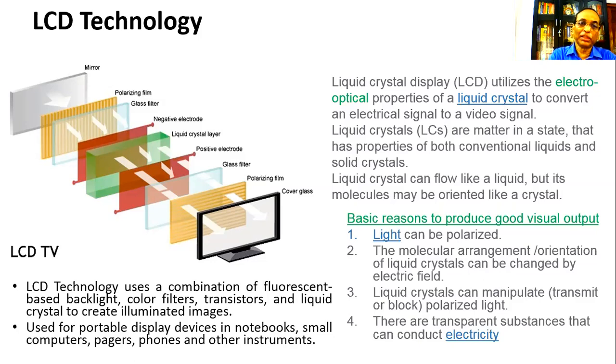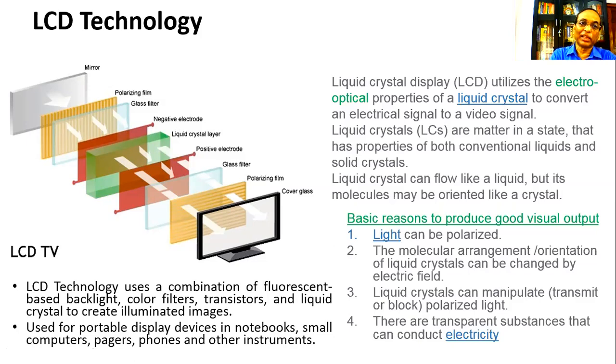So there will be this green one, the liquid crystal layer, and then there will be two electrodes, positive and negative electrodes. That is for changing the polarization.